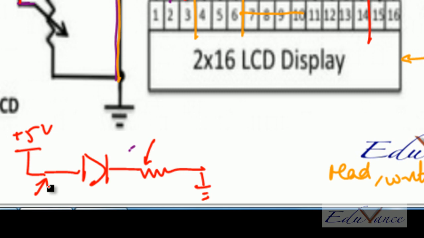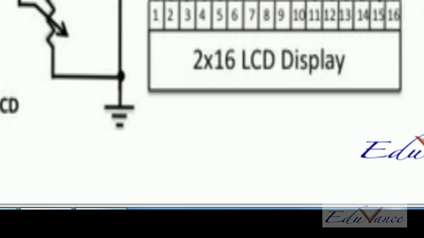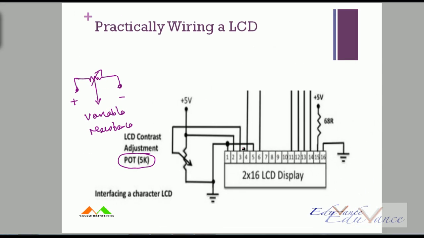So just to recap this section: my 3 power pins, my 3 control pins, 8 data pins and 2 backlight pins. We understood the data register and control register.